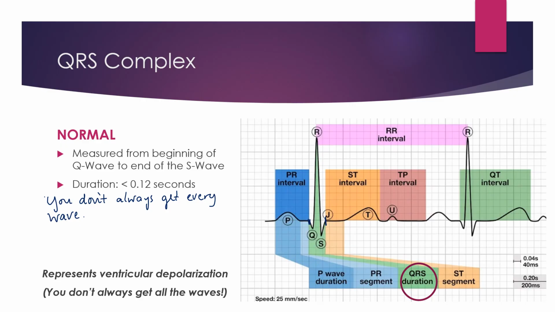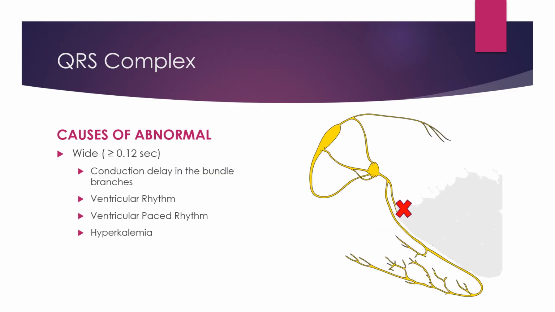Okay, but no matter how many of those waves you have, normal is going to be less than 0.12 seconds. And this is going to represent ventricular depolarization. Okay, so you may not have all the waves, just remember that. All right, some things that could cause an abnormally wide QRS complex, okay, so it's considered wide if it's greater than or equal to 0.12 seconds.